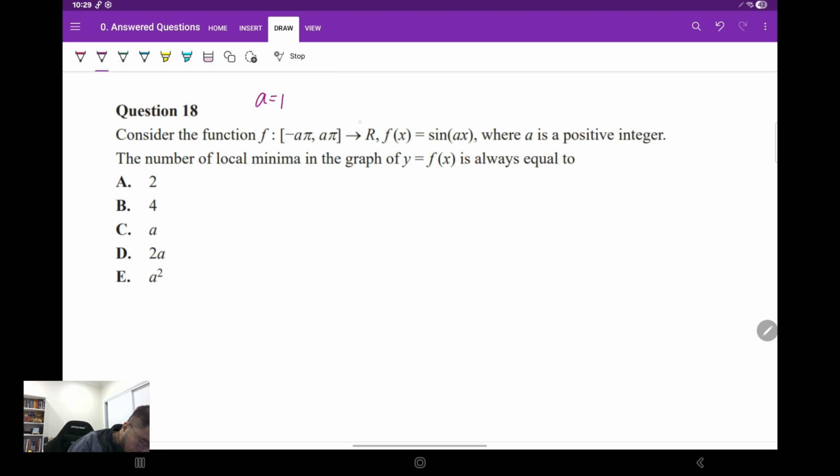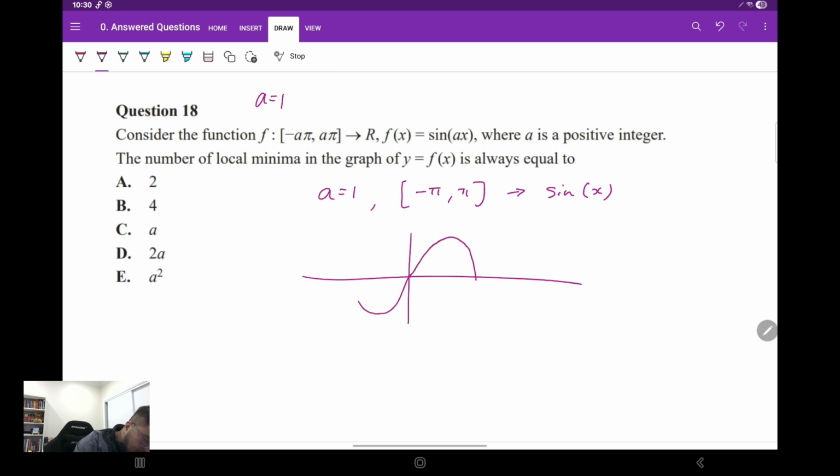So a equals 1, we get the situation where we've got negative pi to pi, and the graph that we're going to be sketching is sine x. Now, if we look at sine x from negative pi to pi, we're going to have how many minima? So we're going to have one minimum. So that's pretty inconclusive at this point because there's nothing really that we can solve here.